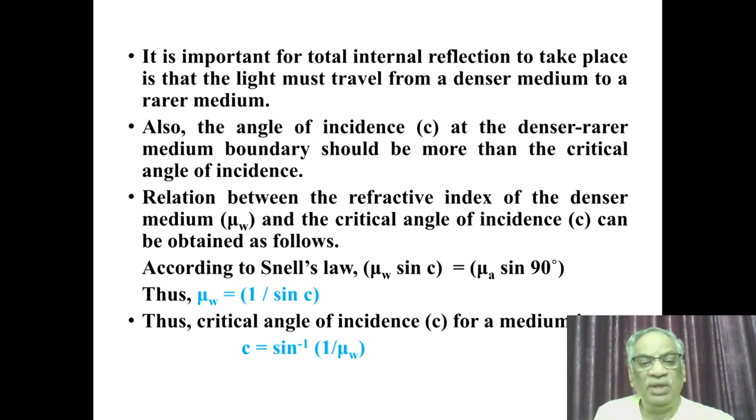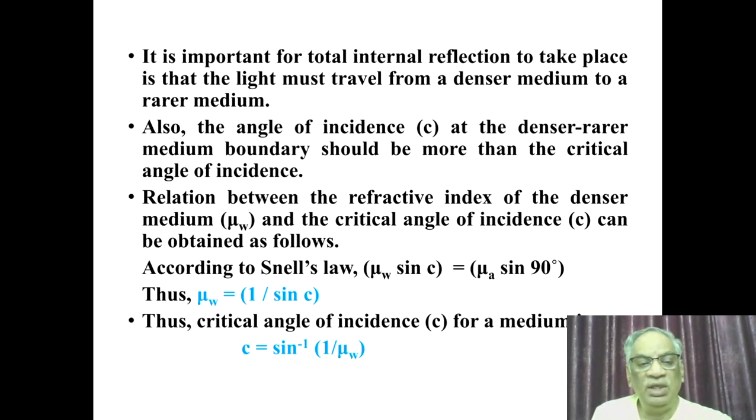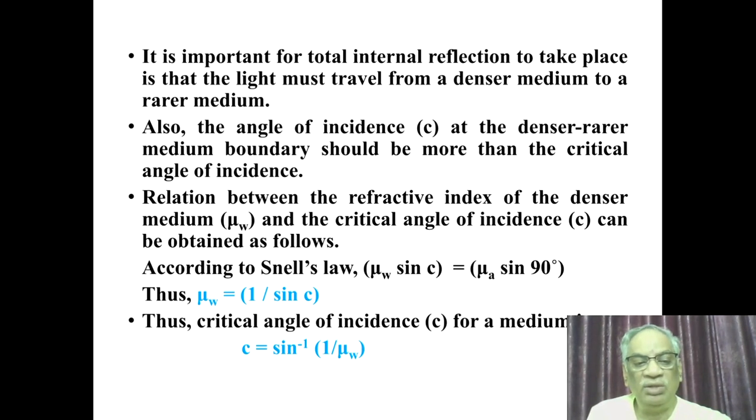The relation between the refractive index of the denser medium, for example mu for water, and the critical angle of incidence C is obtained as follows. According to Snell's law, mu sin i is constant. So mu of water into its angle of incidence, which is C, gives sin C. So mu W sin C is equal to mu A into sin 90, because the angle of refraction is 90 degrees.